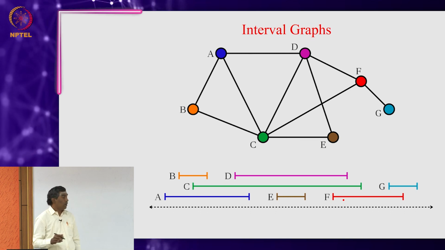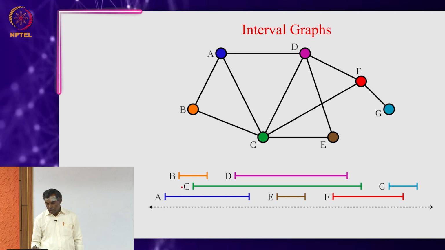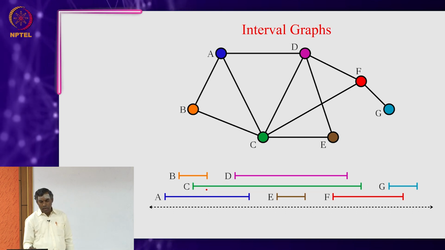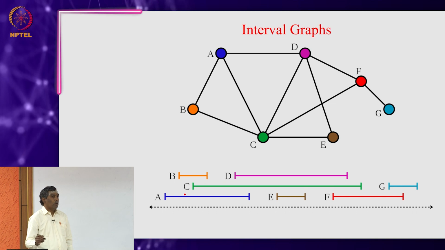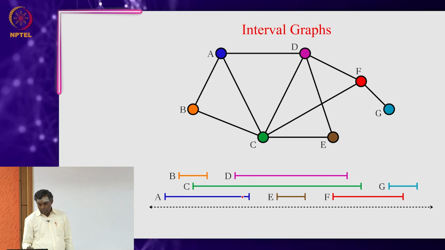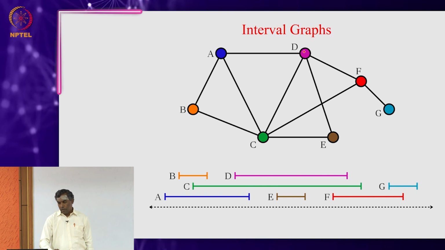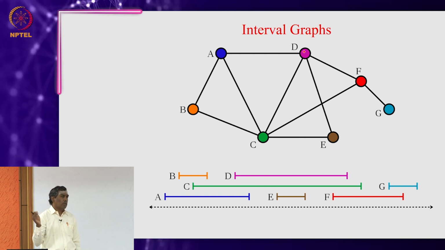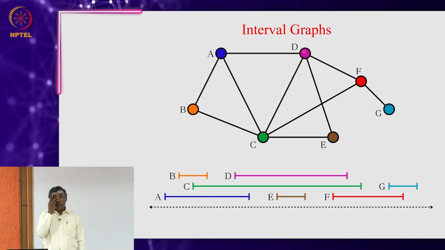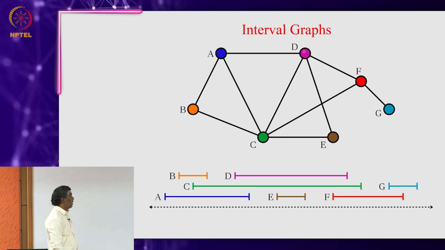The intervals are given. See, interval A is given, B is given, C is given. A, B, C intersect. So, there is an edge from A to B, A to C, and then A intersects with D. So, there is an edge between A and C and things like that. As I told, this has a lot of applications in electronics and predictions, and data science also has applications. Now I am interested in finding the max clique, or the clique number. Can you guess what the clique number is in this graph?